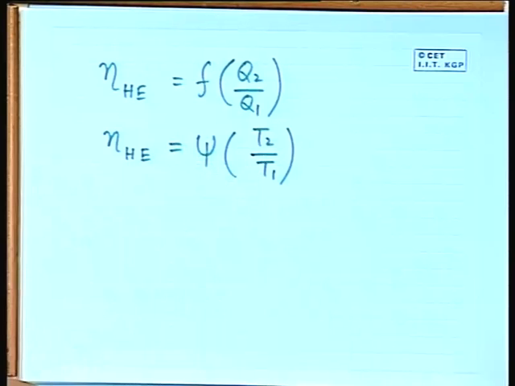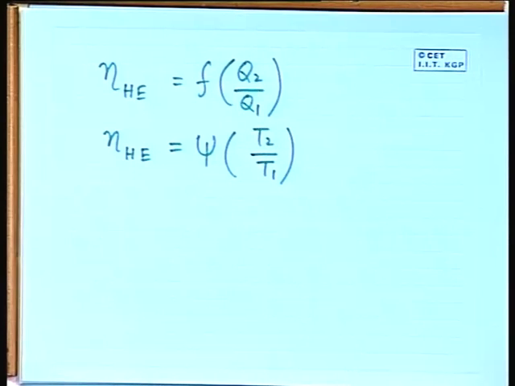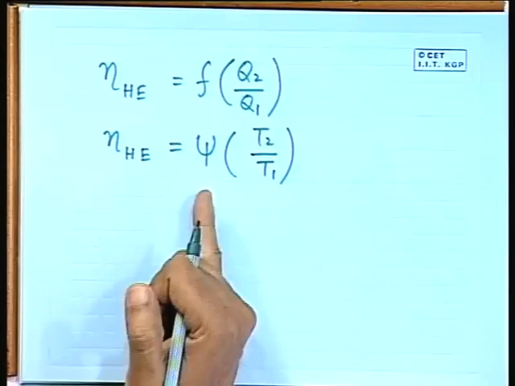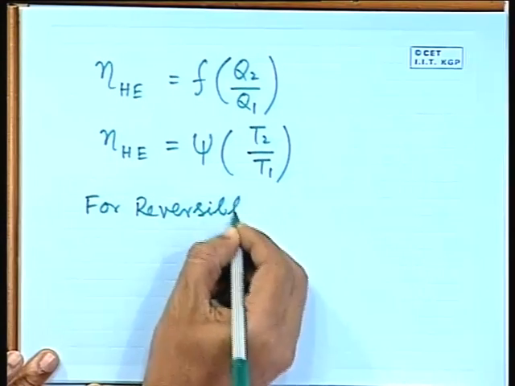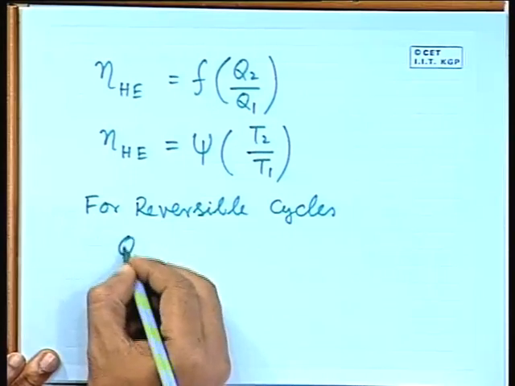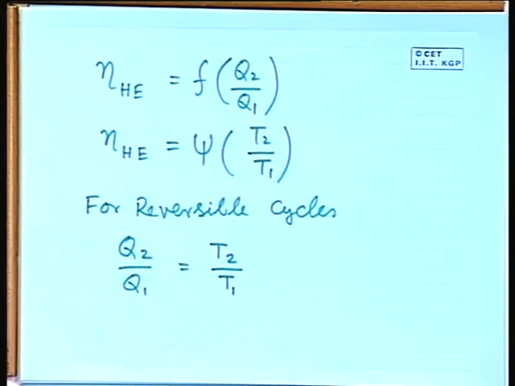Of course, some sort of logical reasoning can be given for selecting this type of functional relationship, but it can be shown that if the heat engine efficiency depends on the temperatures T2 and T1, one can write it like this. So, there is a direct relationship between Q2 by Q1 and T2 by T1 for a reversible heat engine cycle. With some logical reasoning and the selection of a proper temperature scale, one can show that for reversible cycles, Q2 by Q1 is equal to T2 by T1. This is for reversible cycles.